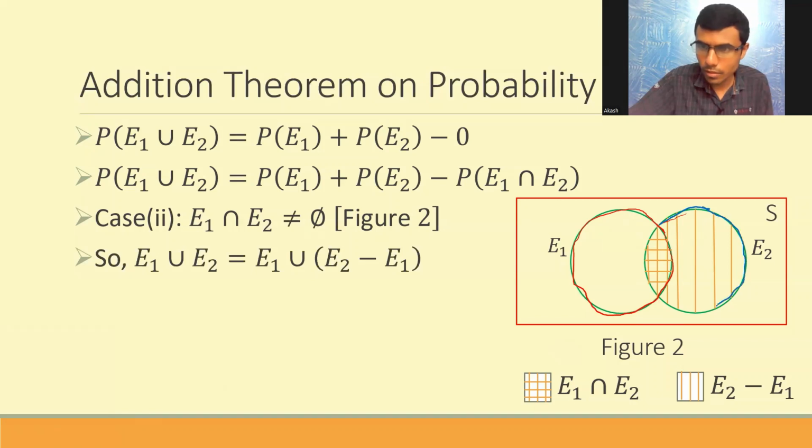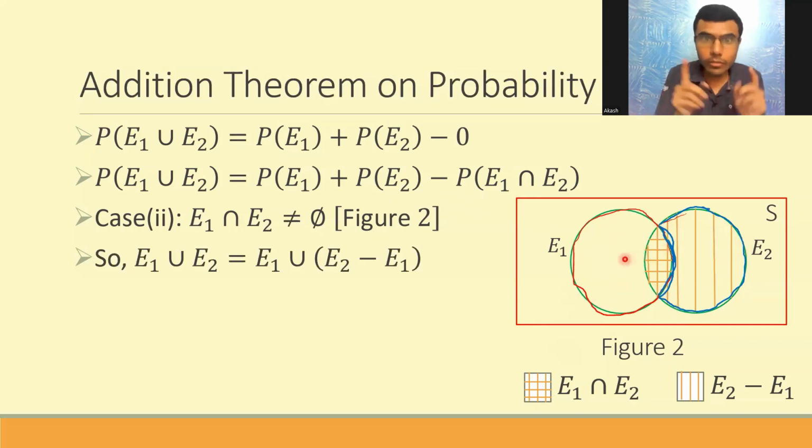Fine. This much is my E2 minus E1. This blue part, this entire blue part within the region. This red part is E1 and this is E2 minus E1. So this entire E1 union E2, I'm taking it as E1 union (E2 minus E1). This part is E2 minus E1 and this is E1.